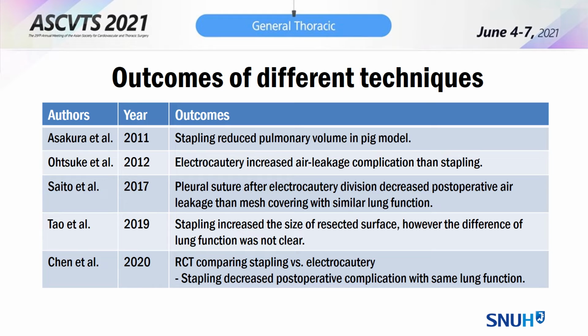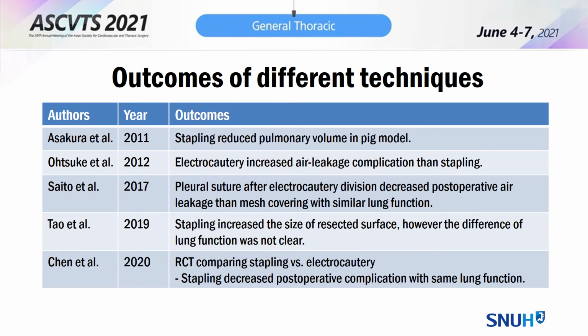In 2011, Asakura and colleagues reported that stapling reduced the pulmonary volume in a pig model, not a human model. This finding is now generally accepted as correct, because stapling reduces the expansion volume around the stapling line. In 2012, however, Osuke and colleagues argued about the outcome of segmental resection, because electrocautery increased air leakage complications compared with stapling, and this was a kind of starting point.